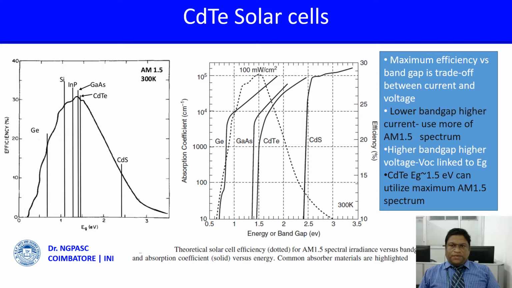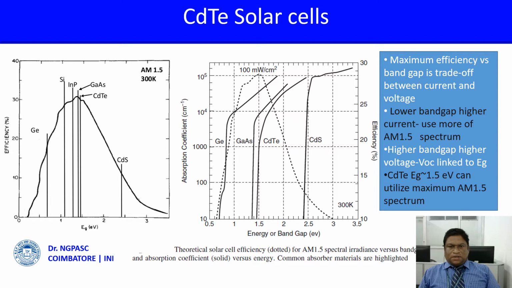So the maximum efficiency versus band gap is a trade-off between current and voltage. The lower the band gap, the higher the current. At the same time, the higher the band gap, the lower the voltage. So VOC is linked to the band gap value. Here, for cadmium telluride, the value is 1.5 electron volts.